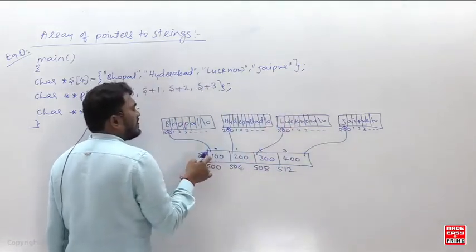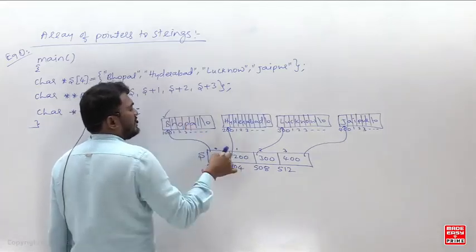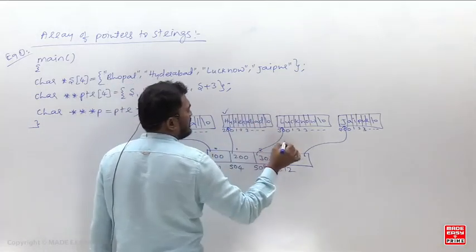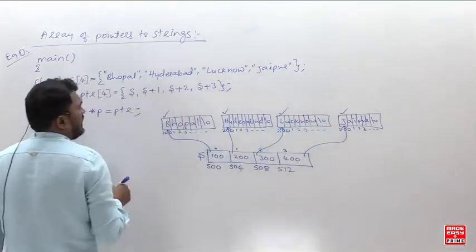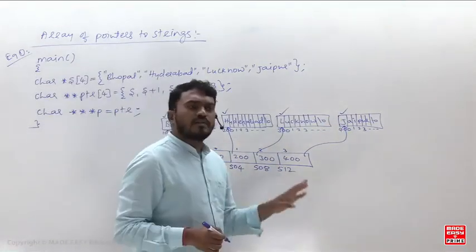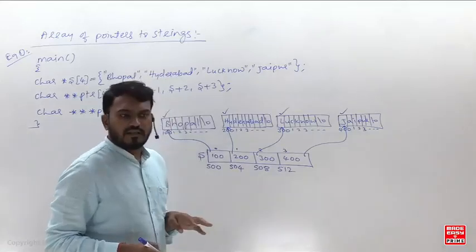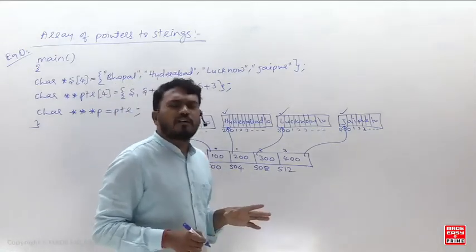Okay, so this is the address of character B, this is the address of character H, the address of character L, the address of the character J. So that is very clear. And why is every element 4 bytes? Because a pointer is always 4 bytes. It can be any type of pointer.